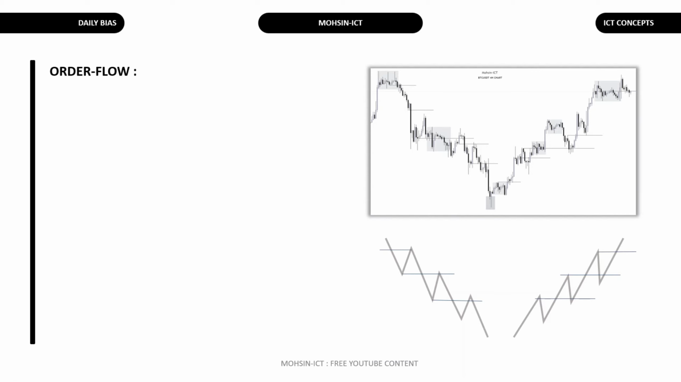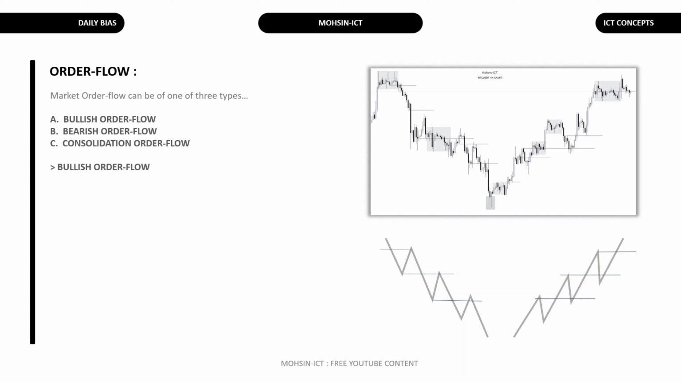Our next step is going to be order flow. In this step, we'd basically be dealing with bullish and bearish candles and highs and lows to determine the market direction in a more algorithmic way. Market order flow can be one of three types. It would either be bullish order flow, bearish order flow, or consolidation order flow.